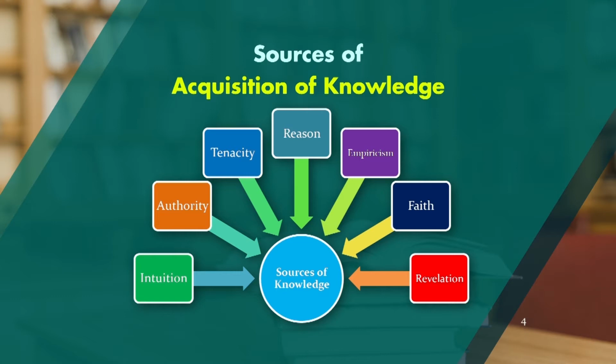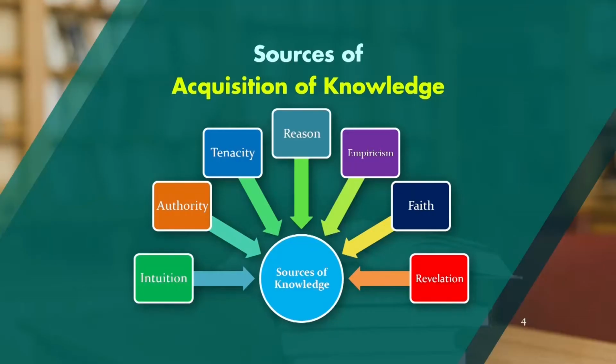Then further, empiricism. Being a teacher, being a student, we also engage in different types of empiricism, different types of experimentation, and different types of research for acquiring knowledge. So we will discuss further how empiricism and reason help in acquiring knowledge. Then our individual, personal faith, that is also another source of knowledge. Then further, revelation is also another source of knowledge. So friends, the sources that I have named are intuition, authority, tenacity, reason, empiricism, faith and revelation. These are the sources that we often use for acquiring knowledge.